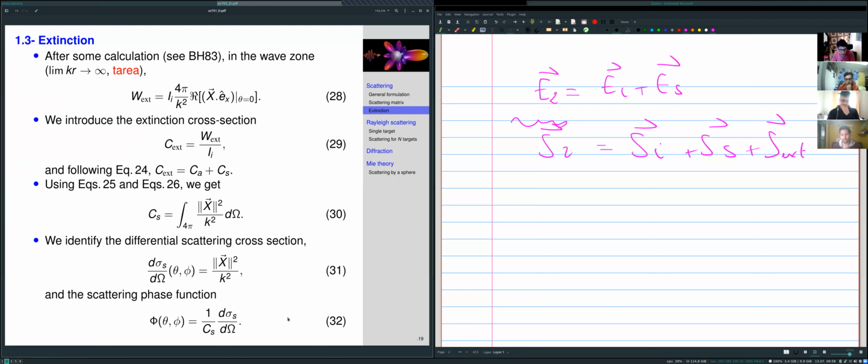If you're a little bit lost, well, it's normal, this is a super difficult topic. You need to go slowly through it and look at the reference textbook, Bohren and Huffman, to understand where this scattering phase function comes from.